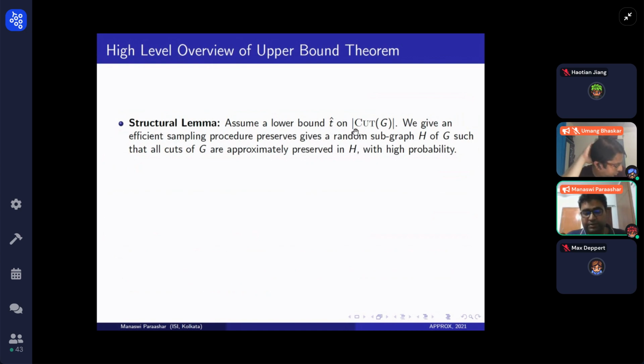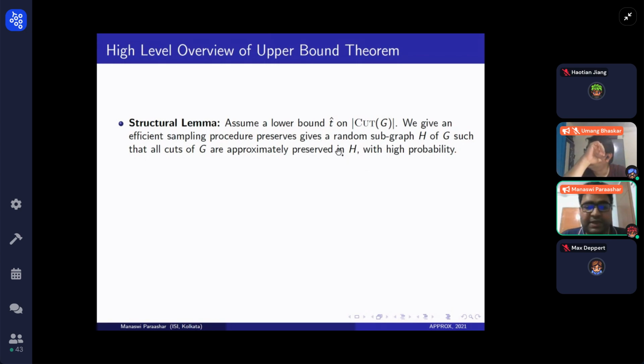If we know such a lower bound, then our structural lemma gives a sampling procedure that will generate a random subgraph H of the unknown graph G, such that all cuts of G are going to be preserved in H with high probability. So in particular, the min cut is also going to be preserved in H with high probability. So using the structural lemma, we can already come up with an algorithm to solve the minimum cut estimation problem.